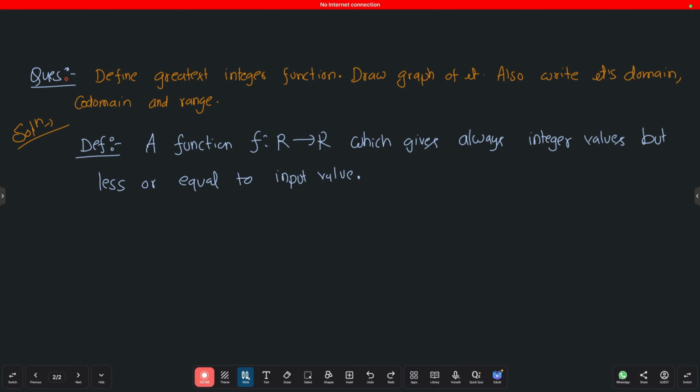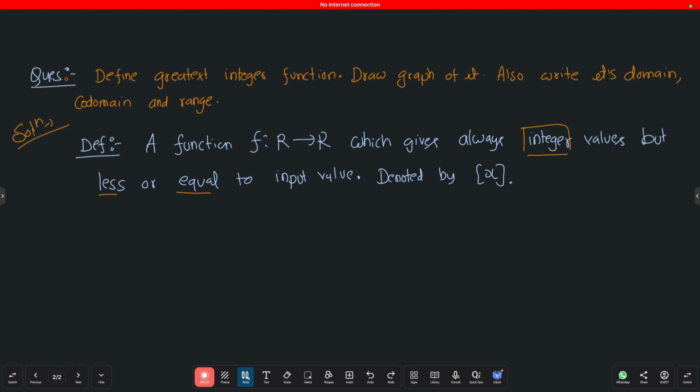Highlight here. Answer always integer, and that integer less or equal. Less than allowed, equal to allowed, but greater than not allowed. Okay, how is it denoted? It is also denoted by this symbol, box X.